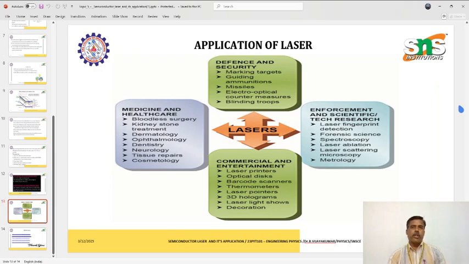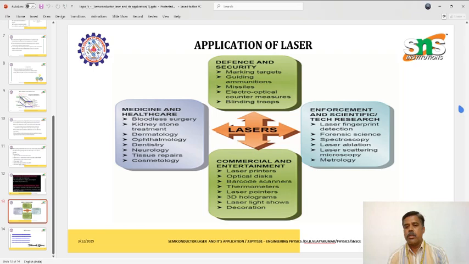These are all the applications of laser, especially in defense and security, enforcement and scientific research, commercial and entertainment, medicine and healthcare. For example, in defense: marking a target, guiding ammunitions, missiles, electro-optical countermeasures. Then enforcement and scientific: laser fingerprint detection, forensic science, spectroscopy, laser scattering.